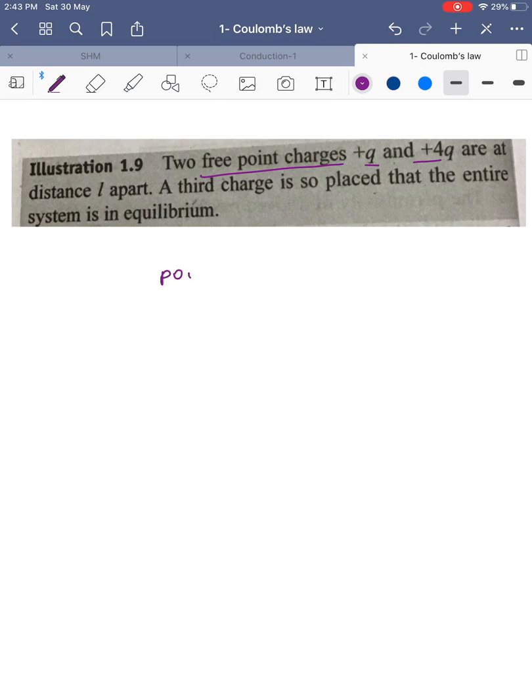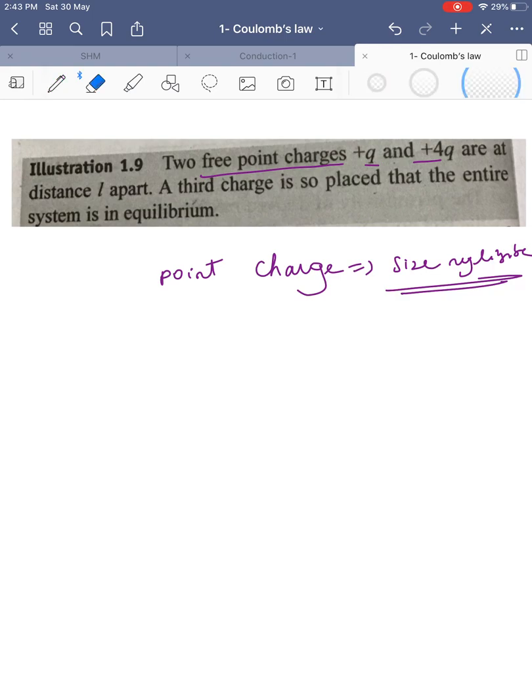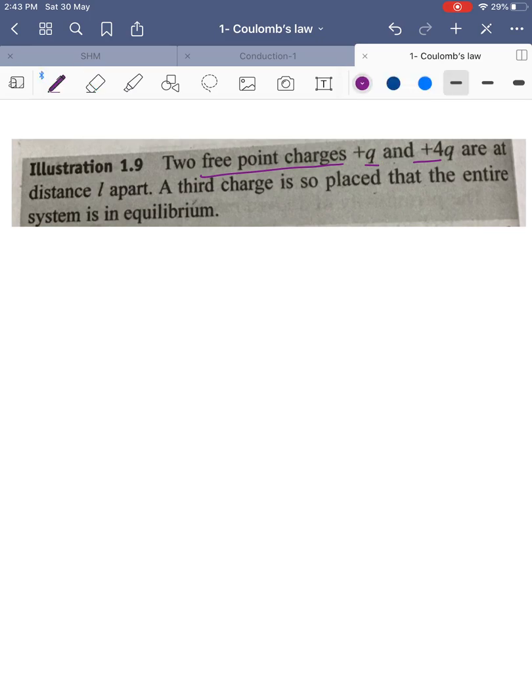Point charges means a point charge, its size is negligible, but it has a certain amount of charge. Like a point mass, which we heard about in Newton's laws of motion, where a point has negligible size. Similar to that, point charges.